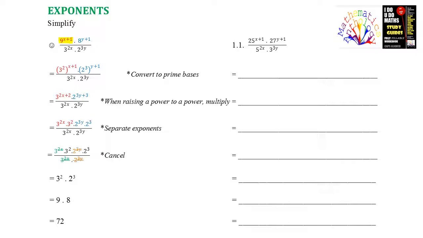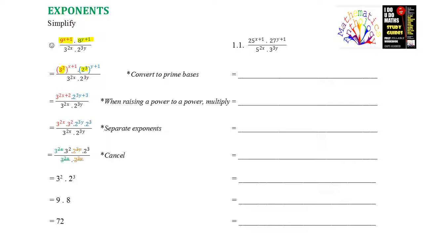So 9 to the power x plus 1, I can simplify 9 to become 3 squared. My power is still x plus 1. The 8 to the power y plus 1, I can simplify my 8 to become 2 cubed. And my power is still y plus 1. I'll leave the denominator the same for now because I can't simplify any further.